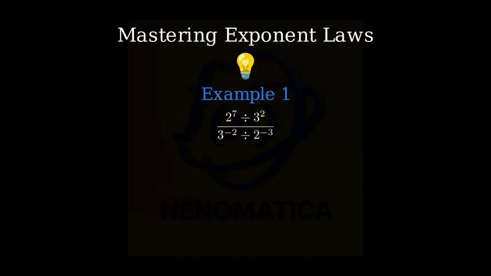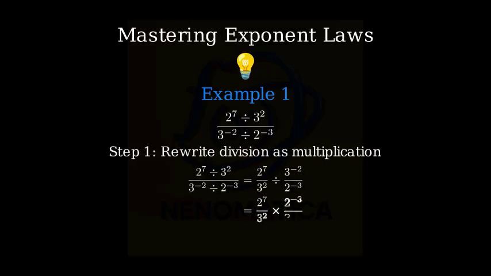We need to find the value of 2 to the 7th power divided by 3 squared over 3 to the negative 2nd power divided by 2 to the negative 3rd power. To solve this, we'll work step by step. First, we need to rewrite the expression in a more manageable form.